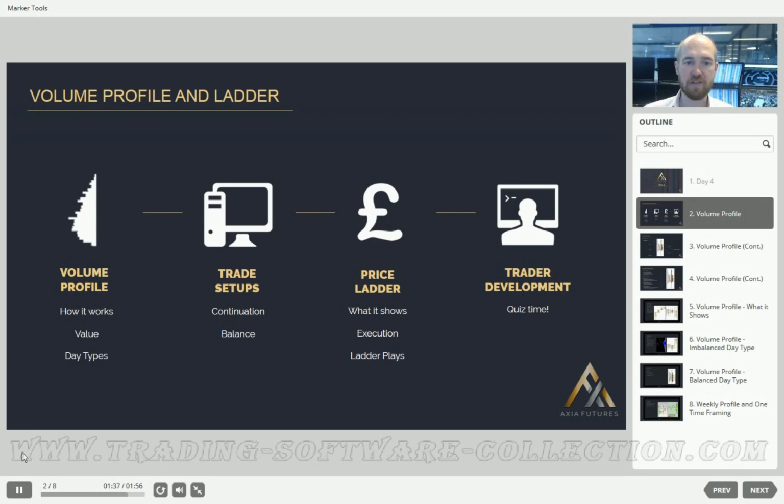And finally, just to finish off, a bit of trader development and a little quiz for you guys. This will sort of just be going through some of the things we've already touched on throughout the last 4 days. So just to keep you switched on, keep you thinking. So let's move on and start off with volume profile.